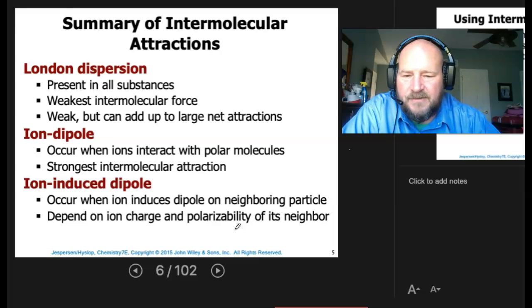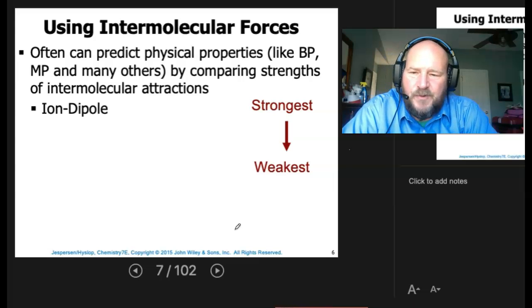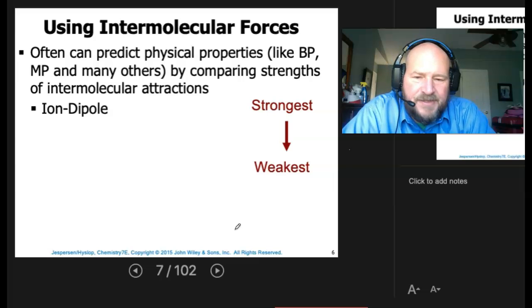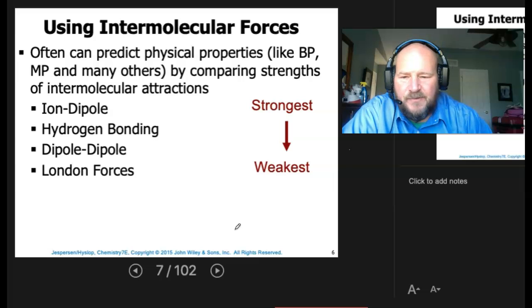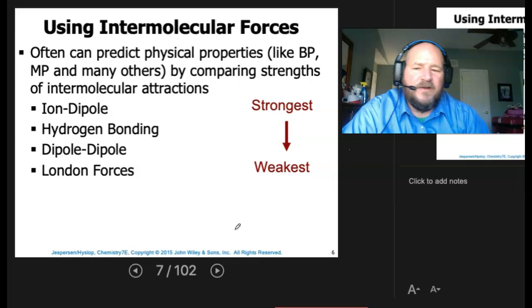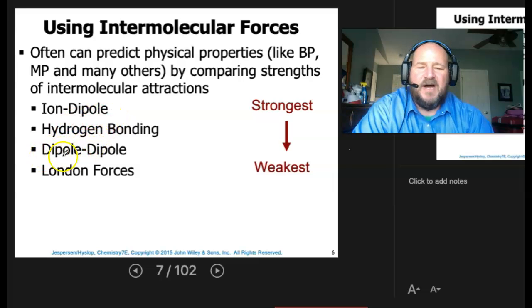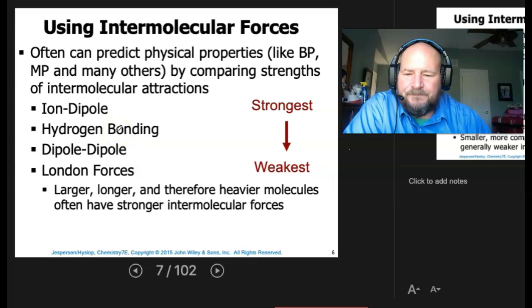non-ionic compound. All right, so often we can predict physical properties like boiling point, melting point, and many others by comparing strengths of the intermolecular attractions from strongest to weakest. So we have ion-dipole, then hydrogen bonding, then dipole-dipole, then London forces. If you're looking at a comparison table between compounds and boiling points, then what you're trying to explain is: is it ion-dipole? Is it hydrogen bonding? Is it dipole-dipole? Or is it just straight up London forces?